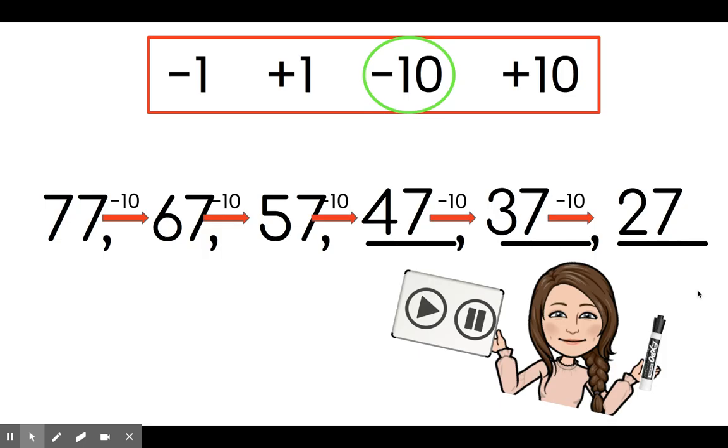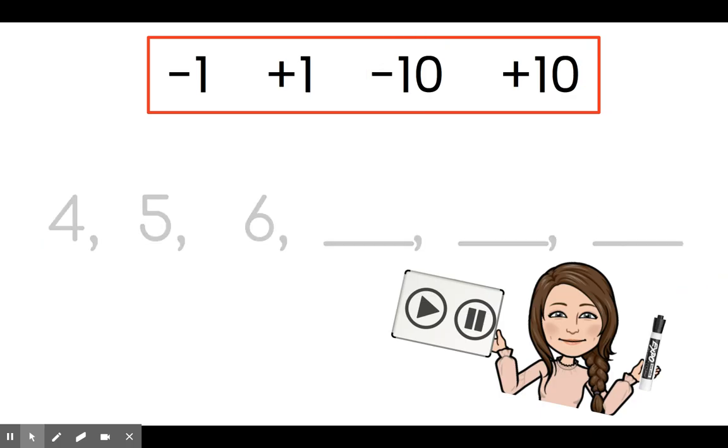How did you do? Were you able to identify the pattern rule and the missing 3 numbers? Good work. Wipe your whiteboard clean. Let's take a look at one more pattern. 4, 5, 6. I want you to first identify the pattern rule and fill in the 3 missing numbers. Press pause now when you're ready to check your answer. Press play.